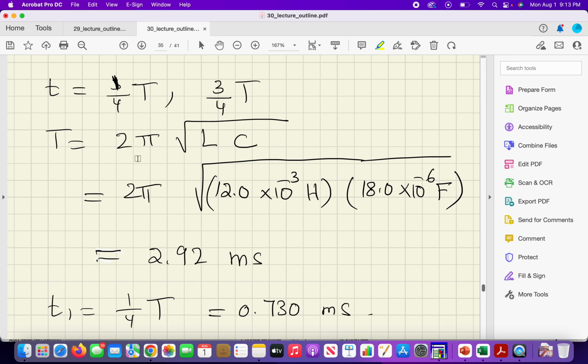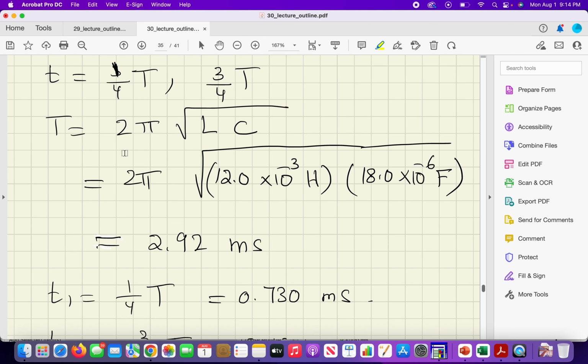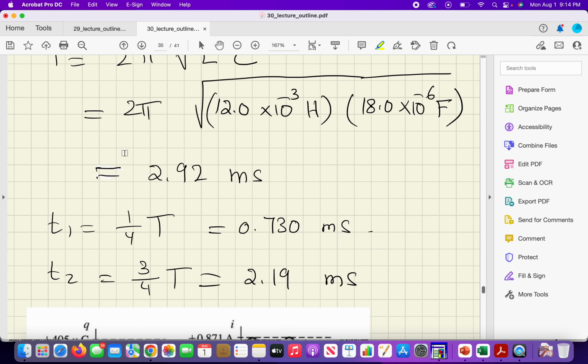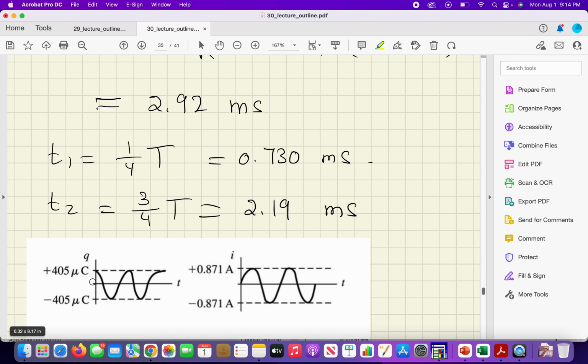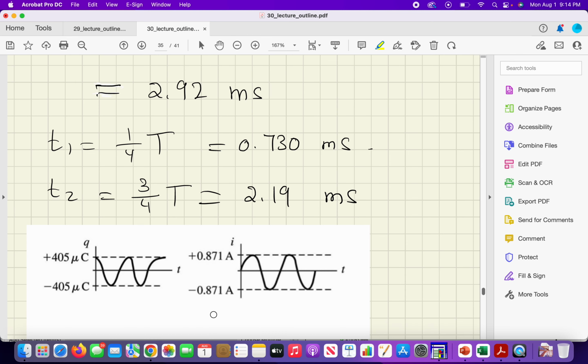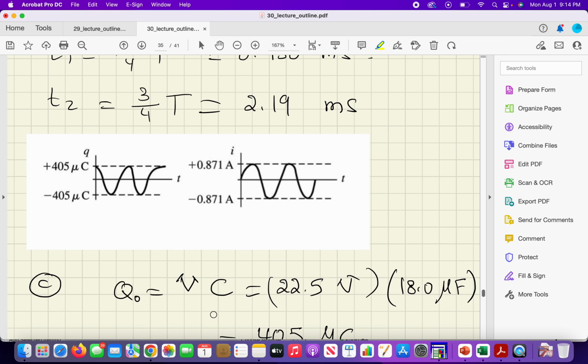and then I can calculate the period, which is 1 over the frequency as 2 pi square root of LC, and this time is 2.92 milliseconds, and then I can find what is 1/4 of the time, and I can find what is the 3/4 of the time. And then of course I know that the charge is gonna fluctuate between plus 405 and negative 405, and for the current between 0.871 and negative 0.871, and it has a sinusoidal dependence.